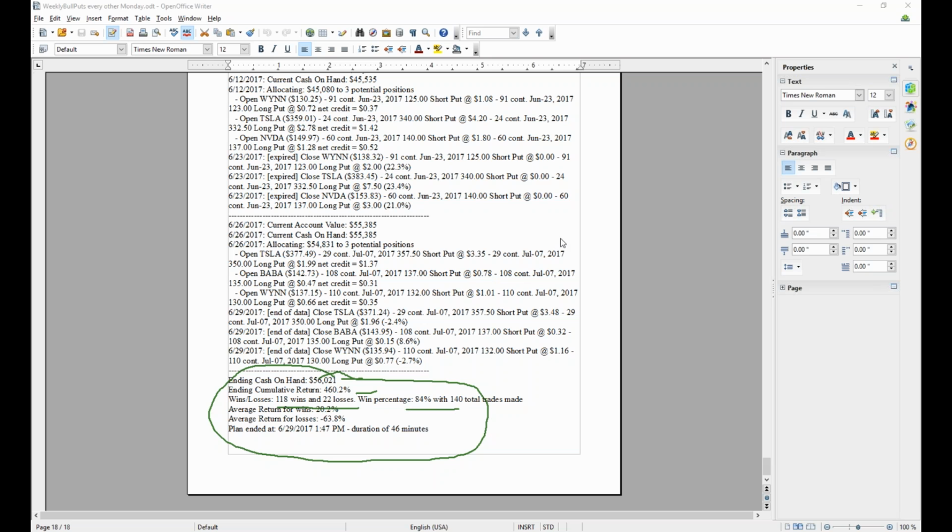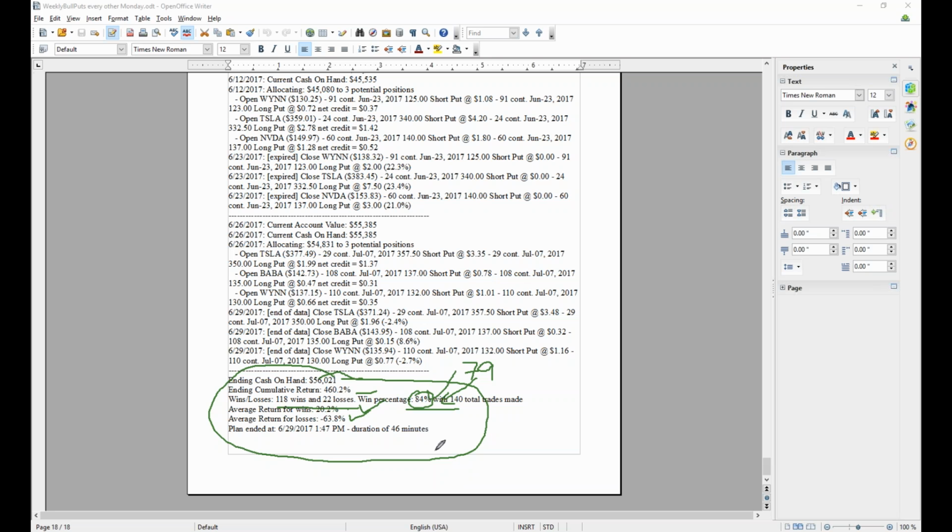I showed this to Ernie, and then we tested that as well. And what I mean by that is that when I put in a ratio of making 20.2% when we're right and losing 63.8% when we're wrong, the minute this percentage win ratio drops below 79%, you start to lose money. The window is that small. This one just happened with the criteria I was using. It happened to have an 84% success rate.